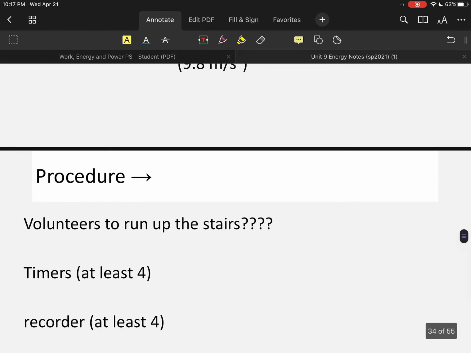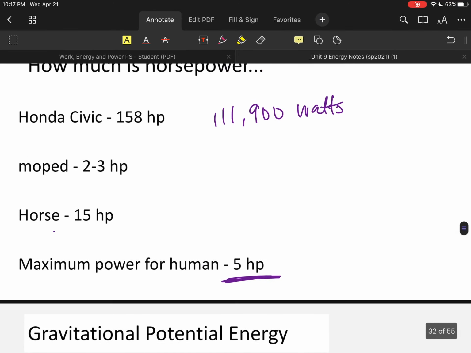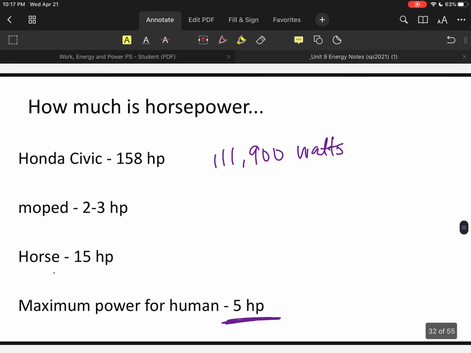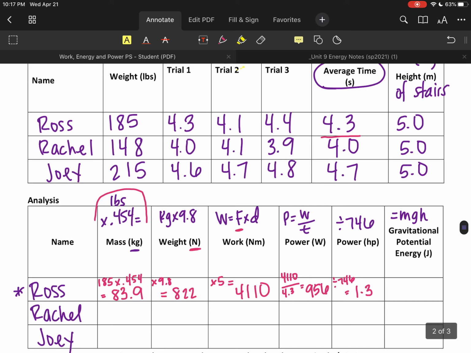If we go back to our PowerPoint here, 1.3 was Ross. So he has a little less power than a moped, which makes sense. He probably may not be in super great shape to run up a bunch of stairs. So that's fine.